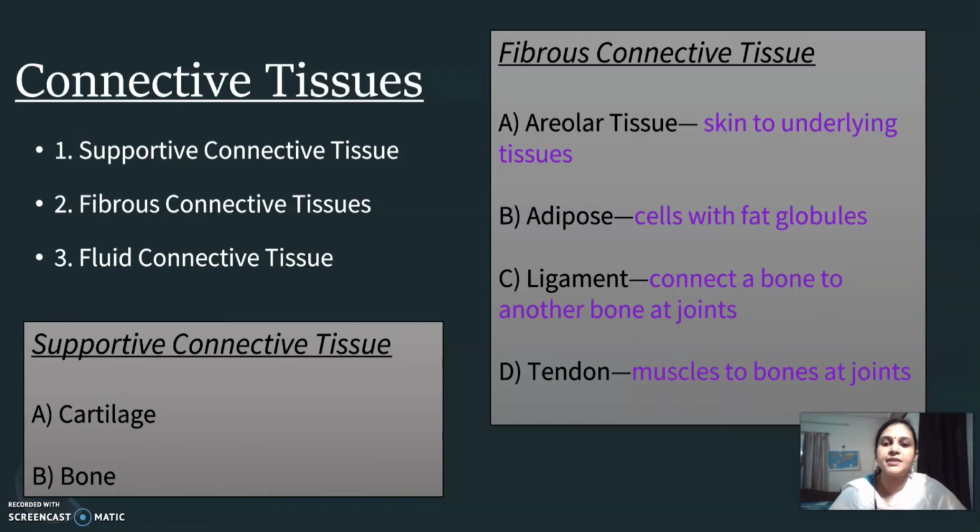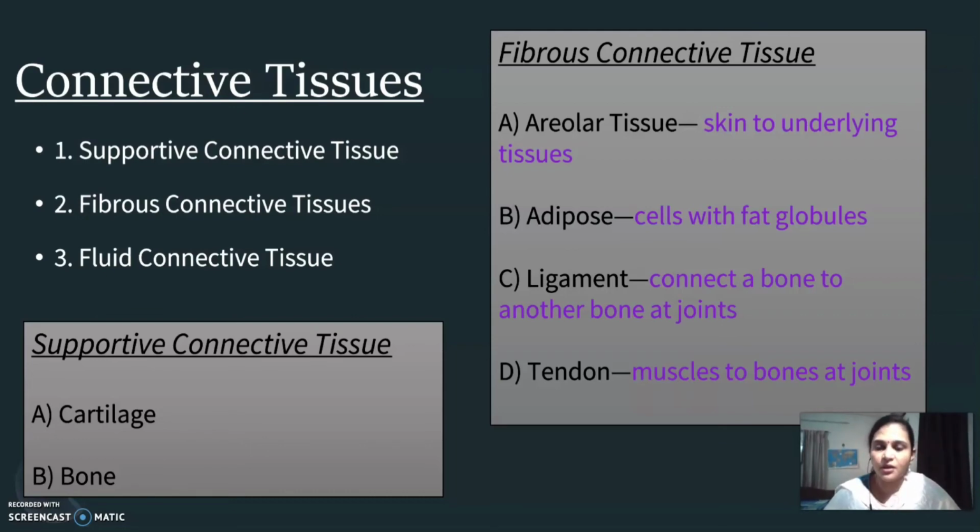Okay, next is the fibrous connective tissue. So the fibrous connective tissues are of four types. I've told you just to learn. You can learn it as AALT. Four types: areolar tissue, adipose tissue, ligament and tendons. Okay, areolar tissue is the one which connects skin to the underlying tissue. So actually the fibrous connective tissues serve for the packing and binding of the organs. Okay, like how the organs are placed using these tissues. They serve for the packing and binding of most of the organs. And they are divided into four types: areolar, adipose, ligament and tendon.